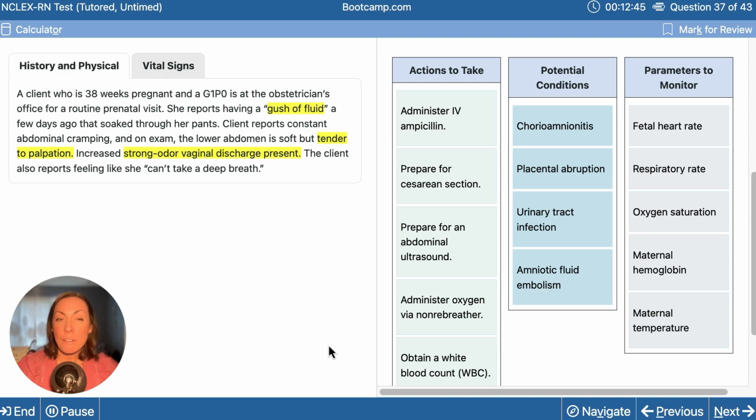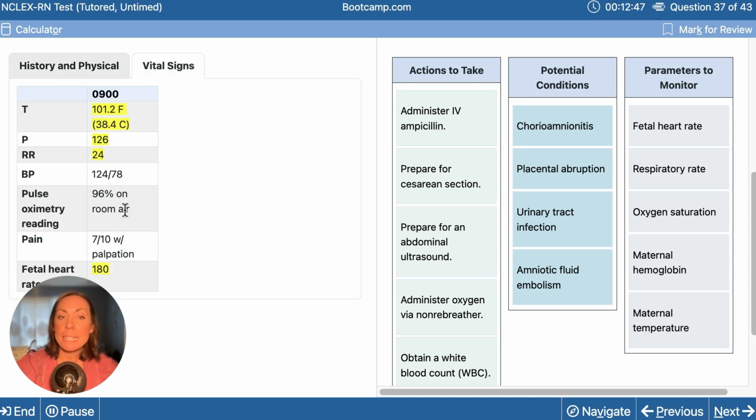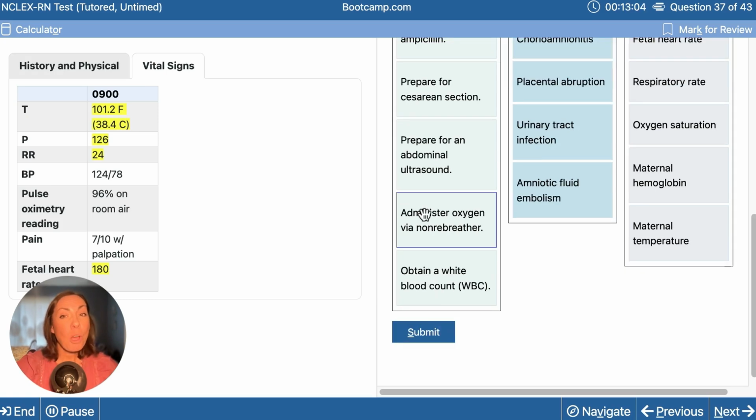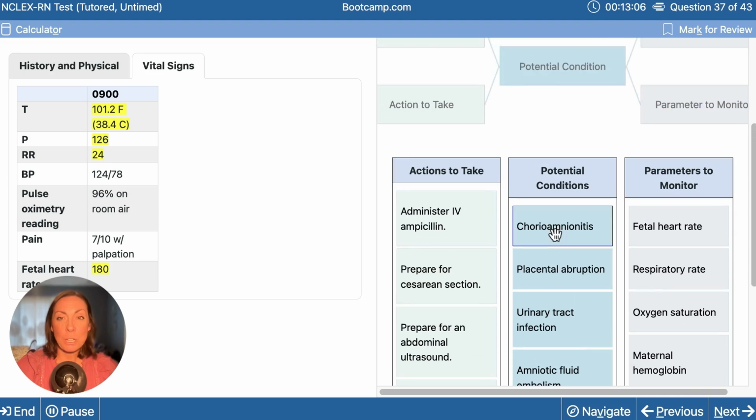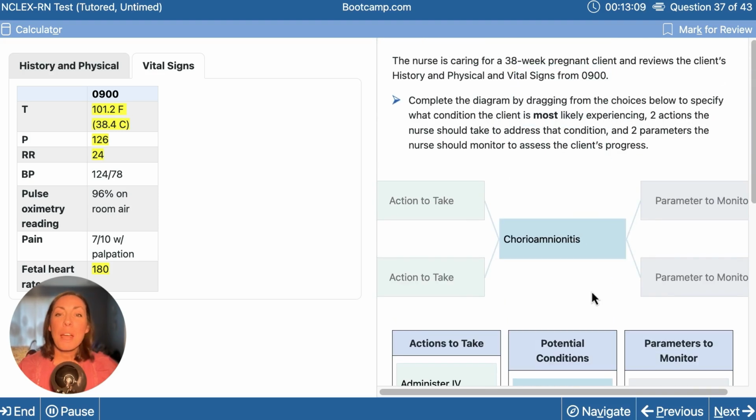And looking at the client's vital signs, if you remember, she was 96% on room air, so an AFE is not likely. So I hope we all agree that chorioamnionitis is our potential condition here. Okay, so now we need to look at what actions we want to take. So think of this as a select N. We have to find 2 actions that are the most appropriate actions to help with our chorioamnionitis. So we want to look for actions that have to deal with assessment and treating this chorioamnionitis.